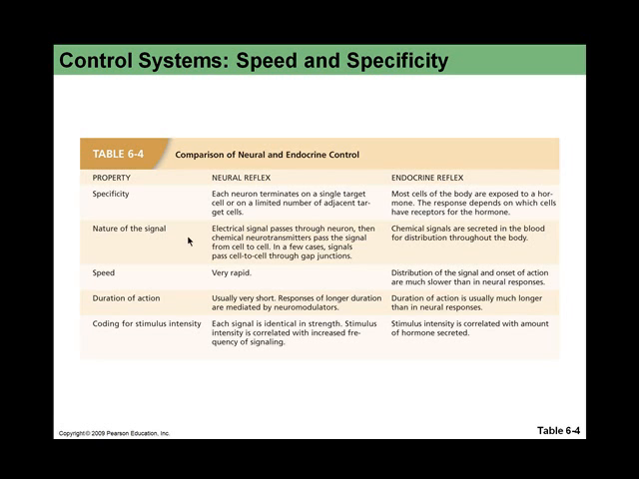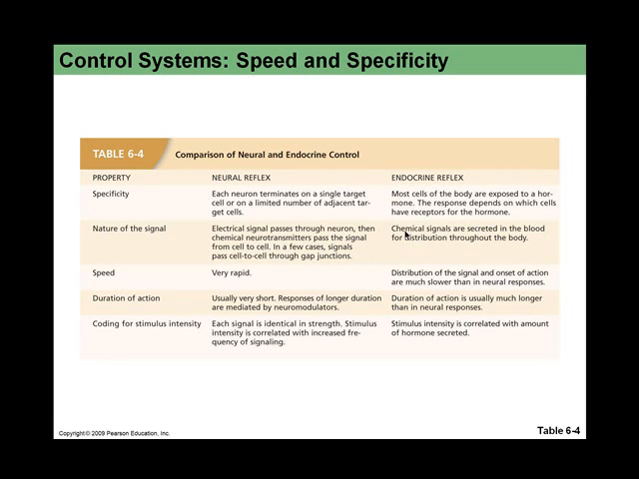And then the nature of the signal. For the neural reflex, the electrical signal passes through the neuron. Then chemical transmitters pass the signal from cell to cell, that digital to analog converter. In a few cases, signals pass cell to cell through gap junctions.